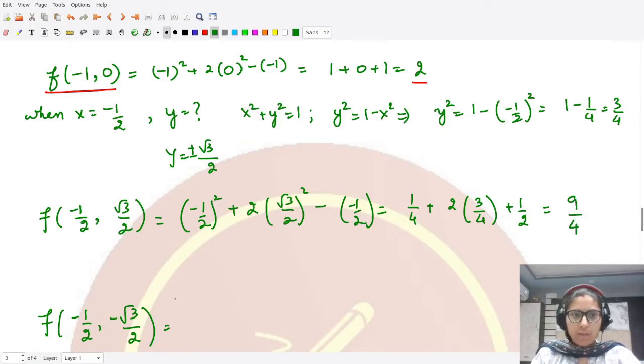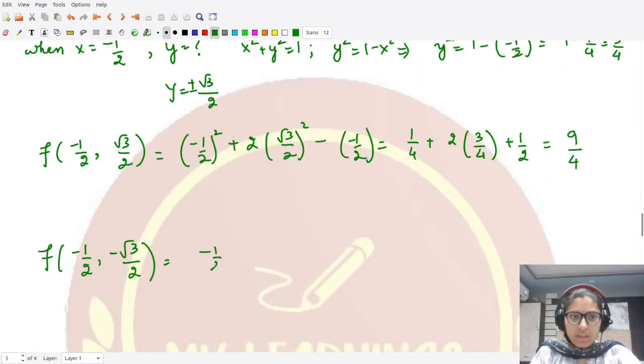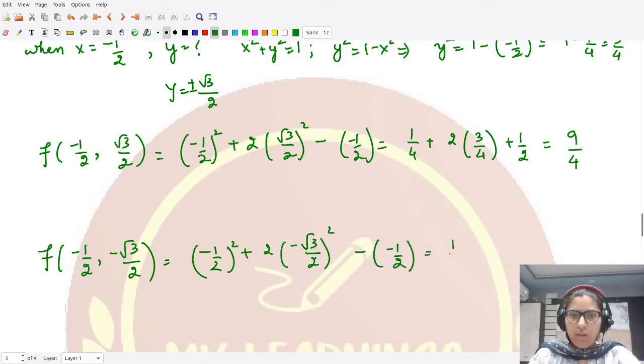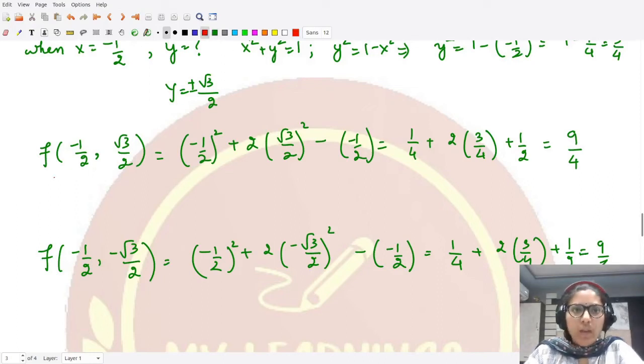And when you solve this one, it is minus 1 by 2 square plus 2 times minus root 3 by 2 square minus of the value of x, that is this one. So you have 1 by 4 and then plus 2 into 3 by 4, plus 1 by 2. So that is the same expression. Again you have the same value as 9 by 4, right? So you have two values here as these ones.